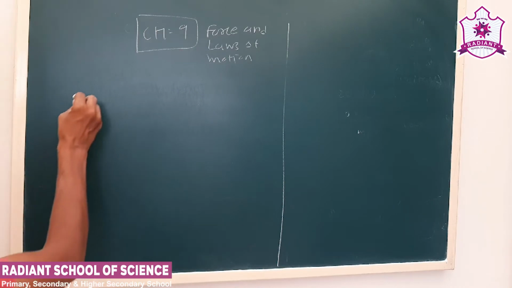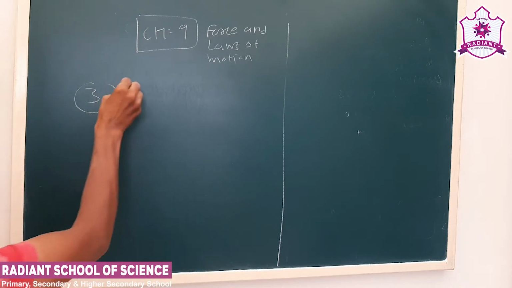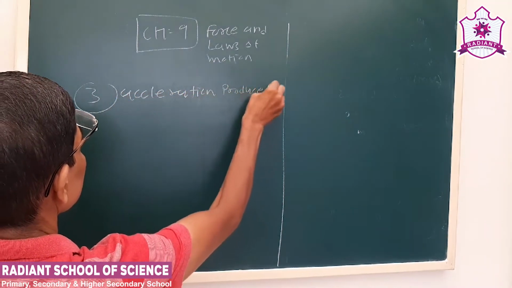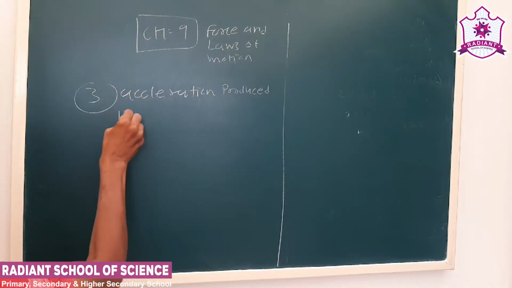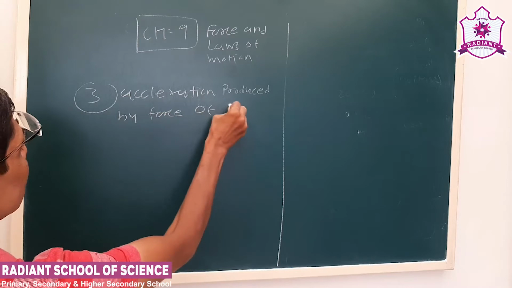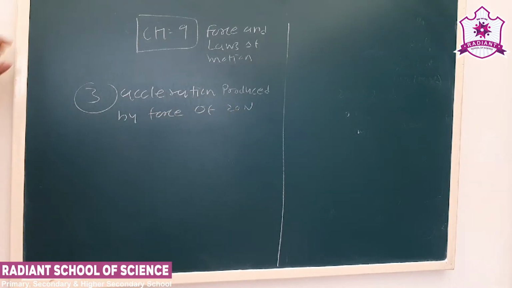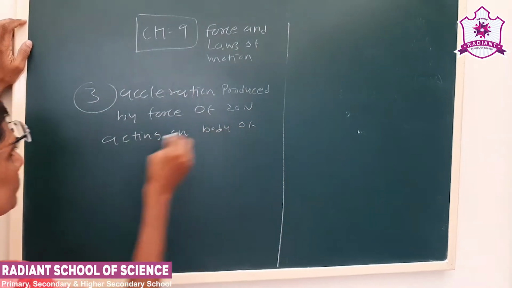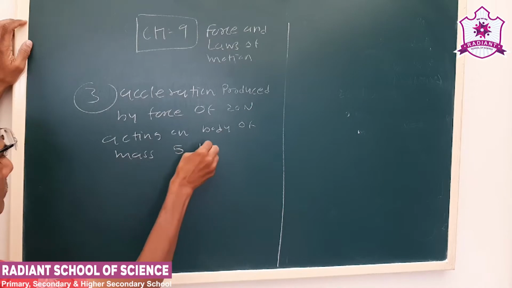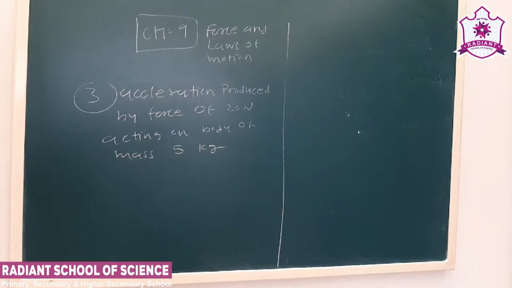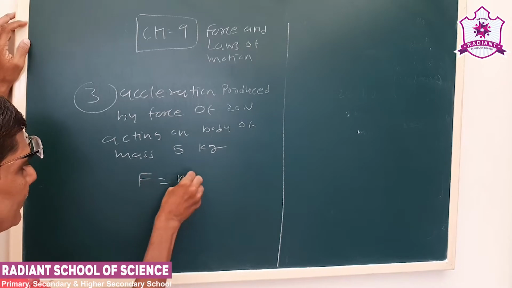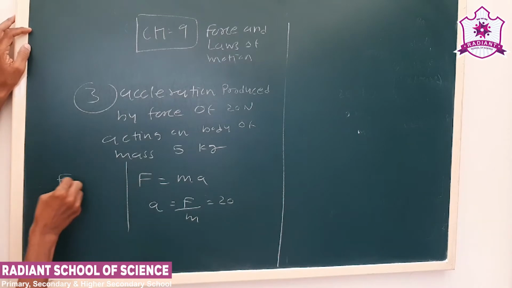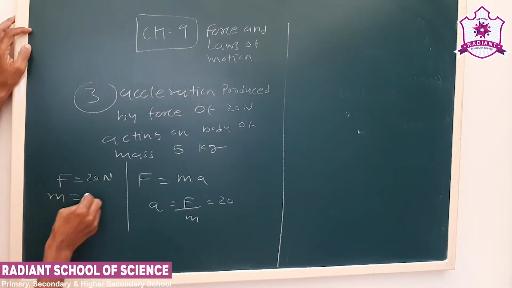What is the acceleration produced by a force of 20 Newton acting on a mass of 5 kg? We have to find out the acceleration. Now our equation F is equal to ma, so a is equal to F upon m. Here force is 20 Newton, mass is 5 kg.